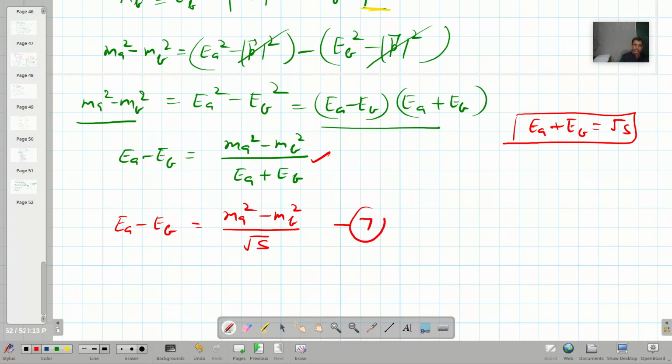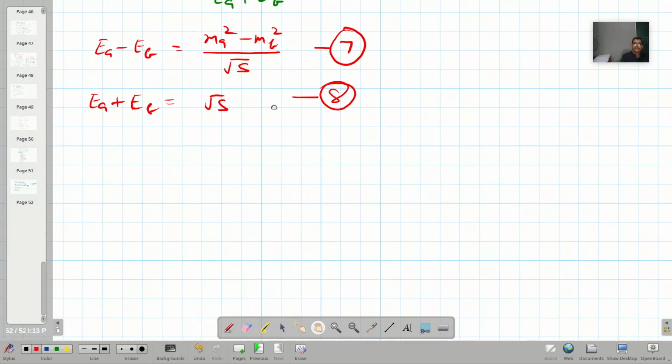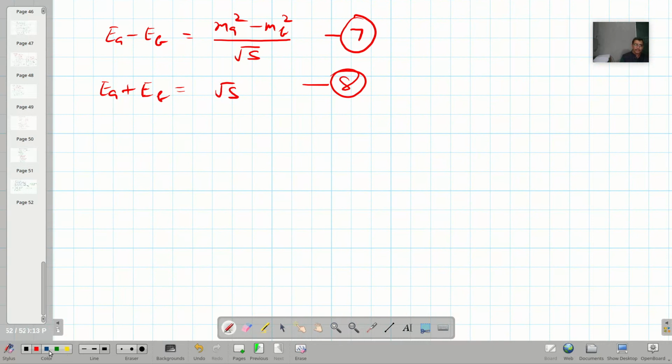Let us call this equation number 7, and let me rewrite this part. EA plus EB can be written as root of S, and let us call it equation number 8. So now let us apply 7 plus 8. If I add these two, EB will cancel out, so twice of EA is equal to MA square minus MB square over root S plus root S.